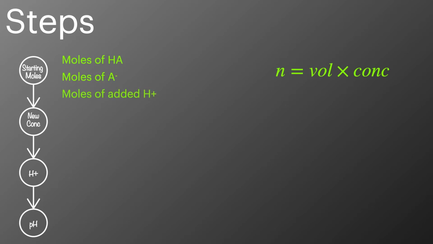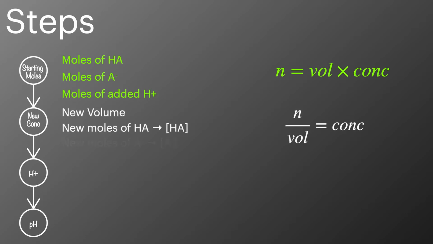In this calculation there are four main steps. In the first step we need to work out the moles of HA and A- present in the buffer, along with the moles of acid being added to the buffer solution. In the second step, we need to consider the new volume of the solution along with the change in the number of moles of HA and A- caused by the addition of the acid. We then need to convert these new moles into concentrations.